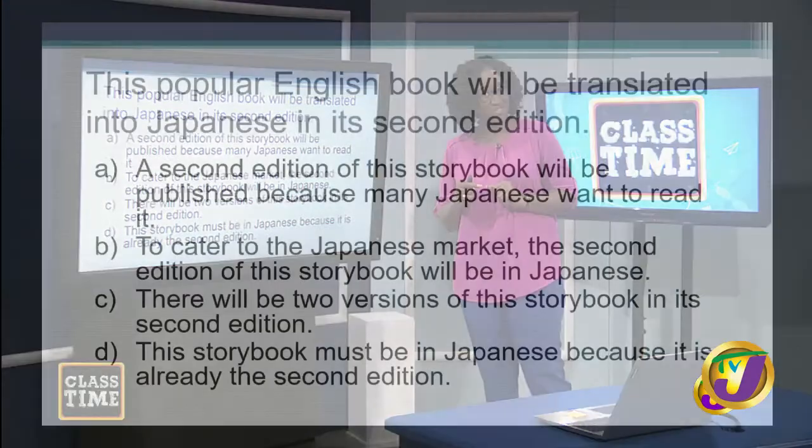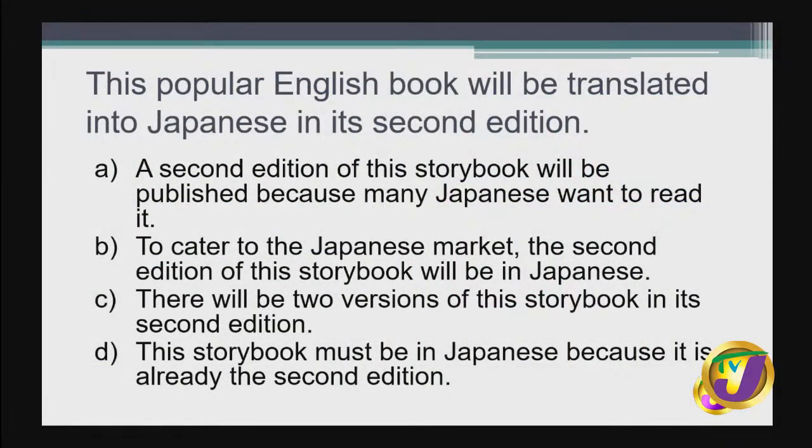Now, this one is going to be interesting too. This popular English book will be translated into Japanese in its second edition. And your options. A, a second edition of this storybook will be published because many Japanese want to read it. B, to cater to the Japanese market, the second edition of this storybook will be in Japanese. C, there will be two versions of the storybook in its second edition, or D, this storybook must be in Japanese because it is already the second edition.